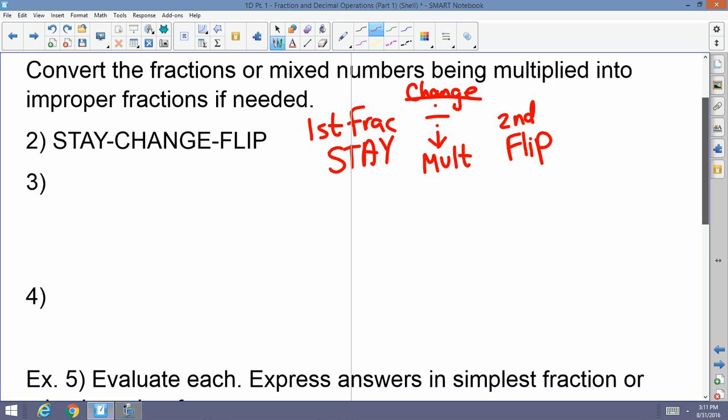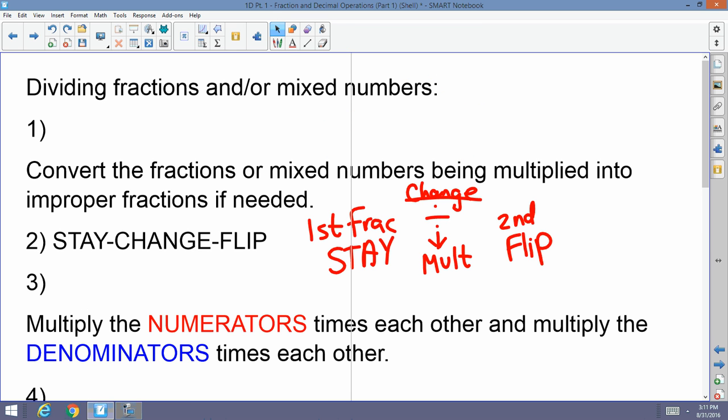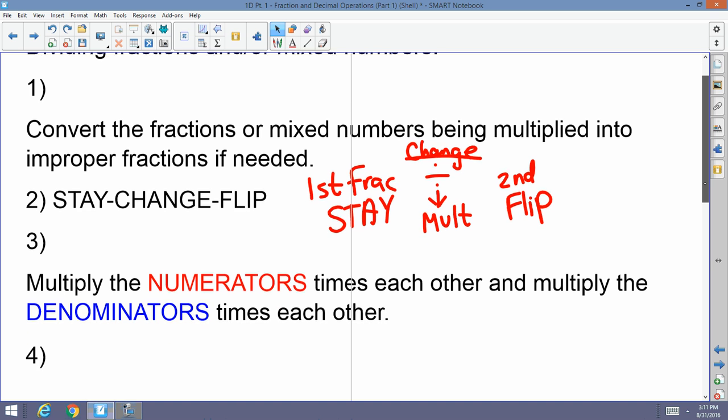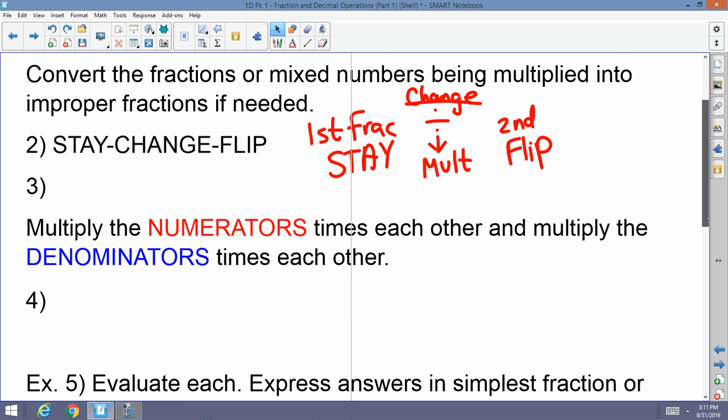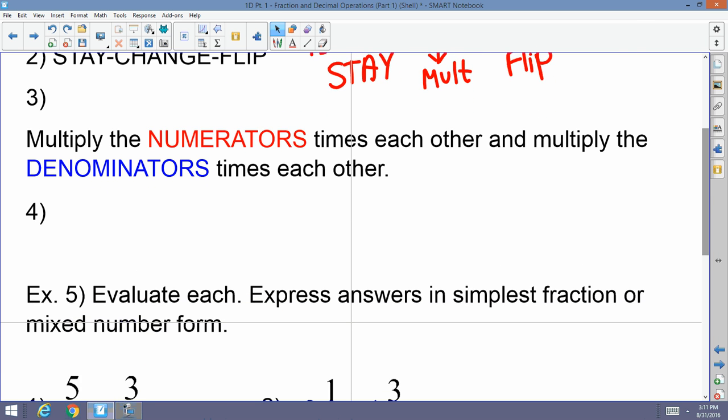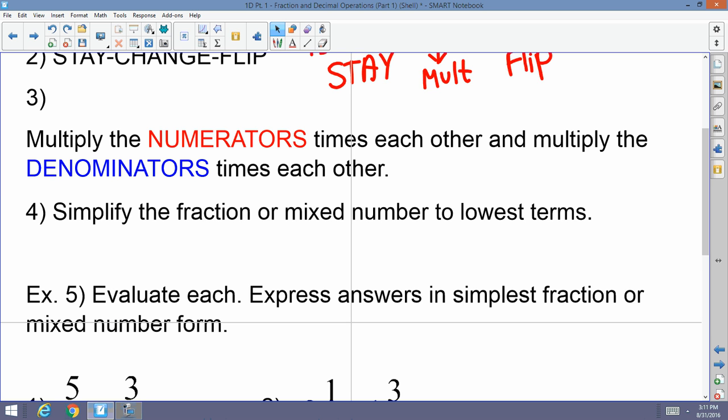Okay. Number 3, multiply the numerators times each other and multiply the denominators times each other. Because at this point, once you've done your stay, change, flip, you are now multiplying fractions. So you just use the rules of multiplying fractions, which is multiply the numerators together, and then multiply the denominators together, and then, of course, simplify the fraction or mixed number to lowest terms.